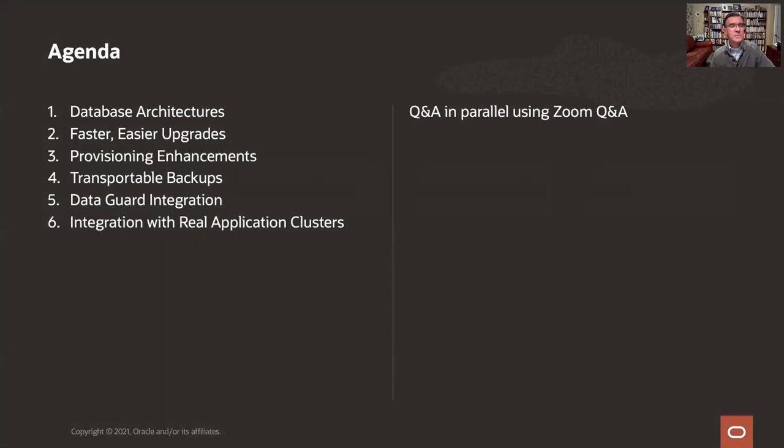These are the main topics I'm going to be talking about. We'll talk about database architectures, faster, easier upgrades. Now, provisioning has always been a strong suit of multitenant, and it keeps getting better. There are several enhancements to discuss in this category. Transportable backups eliminate an obstacle to portable pluggability. Mission-critical deployments demand Data Guard, and the integration of multitenant with Data Guard continues to strengthen. And again, when you talk about mission criticality and huge scalability, you have to be talking about Real Application Clusters, and the integration there is extremely strong.